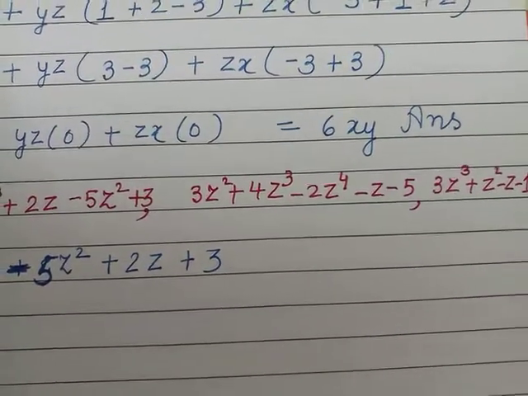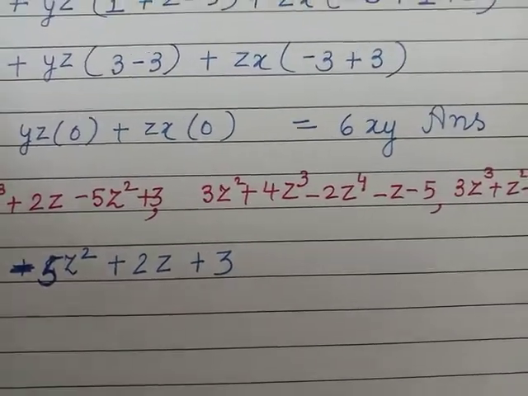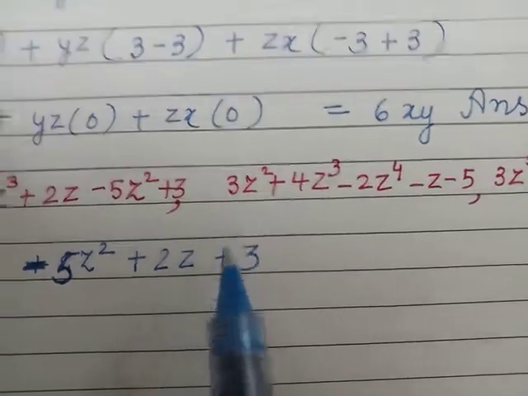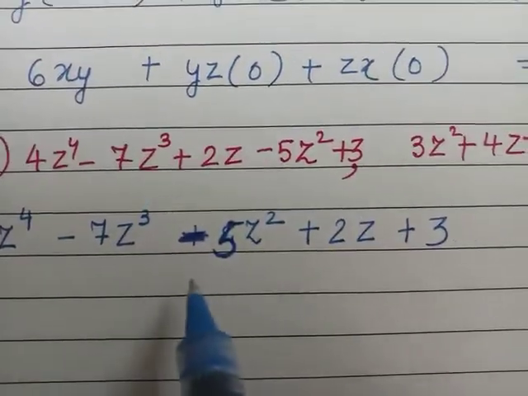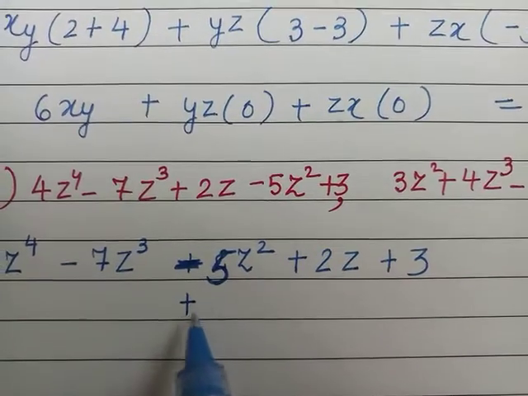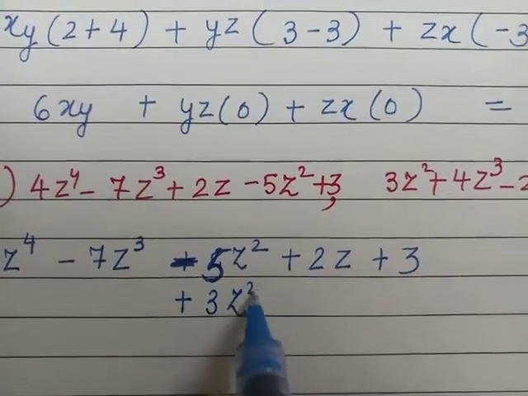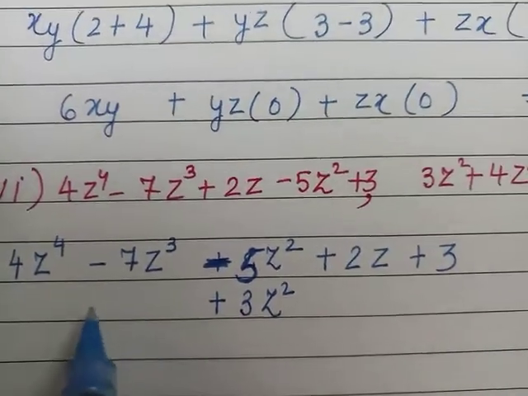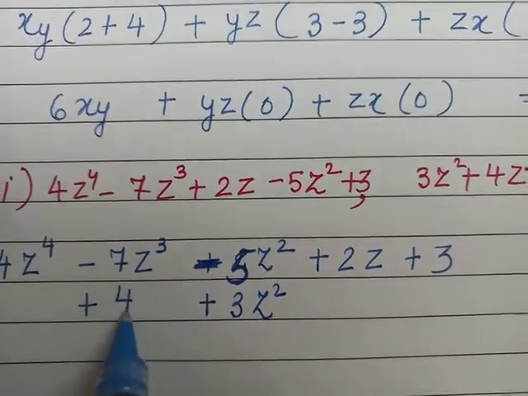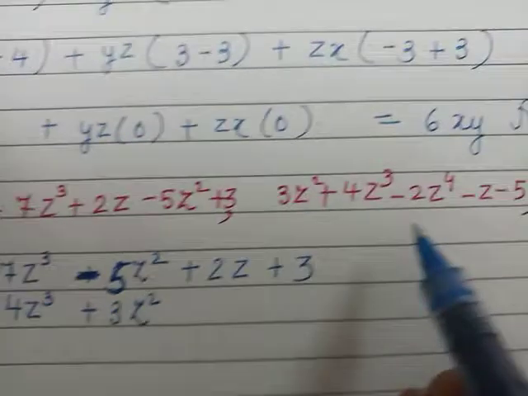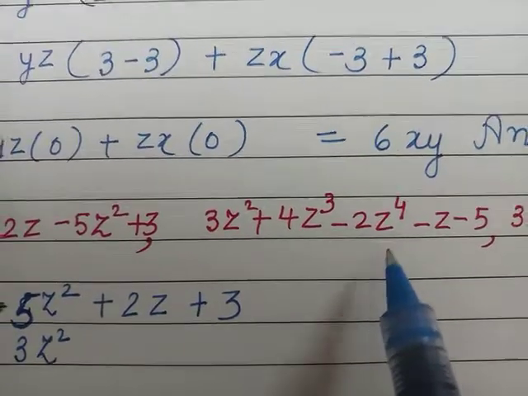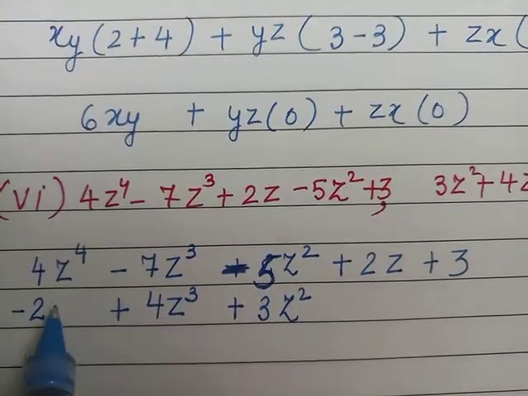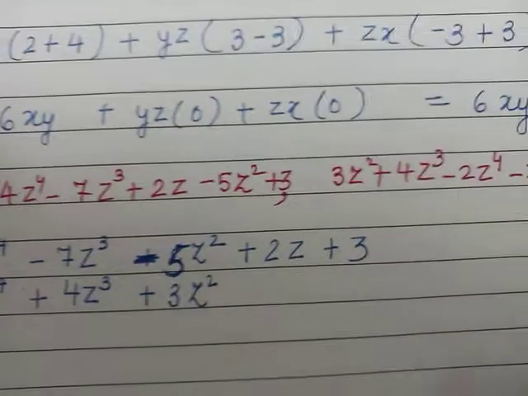In the next one, how we write? We write the like term under the like term only. Now we have 3 plus 3z square. So I am going to write plus 3z square under z square term, that is plus 3z square. Then we have plus 4z cube. So I am going to write it under z cube, that is plus 4z cube. Then we have minus 2z to the power 4. So I write under it z to the power 4. So I write minus 2z to the power 4.